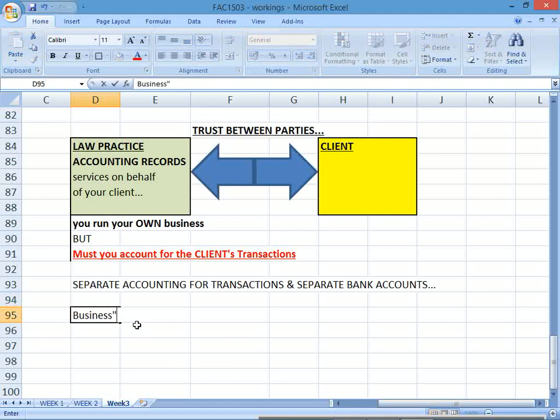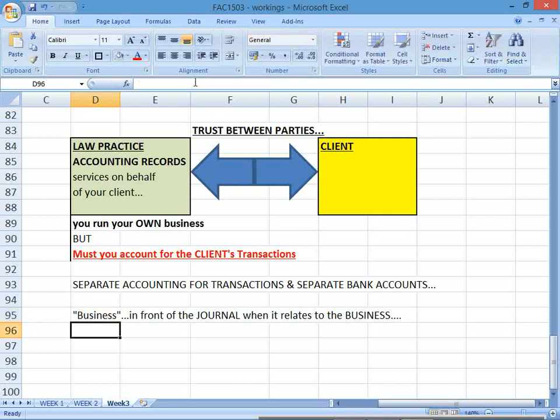Let's highlight that word, business, in front of the journal when it relates to the business. It's really straightforward. And then they put the word trust in front of the journal when it relates to the client. Those are the two things that you just need to be aware of. Later on you'll see a bit more notes on it and we can discuss it in more detail.